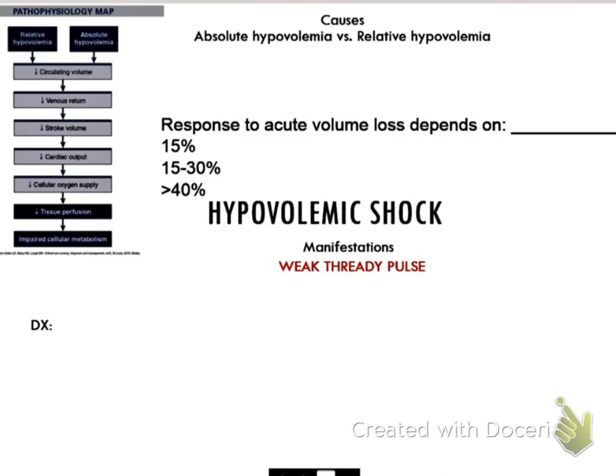So that's absolute. So loss of intravascular fluid volume, secondary to hemorrhage, burns, diabetes insipidus, diarrhea. And then we have relative. So what do you think, if that's absolute, what's relative? Third spacing, right.